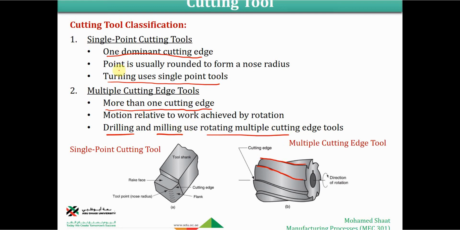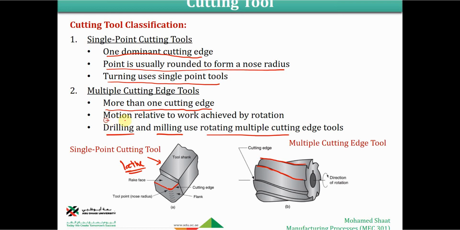In this one, the point is usually rounded, and there is a nose. This is the point and this is the cutting edge. So there should be a nose here, and this is a secondary cutting edge. But this is the essential one. This is the essential cutting edge that we have. So that's why it is a single point cutting tool. And this is the nose that we were already talking about, that we have a point. So this is the tool that is used for the lathe machine. It is named the single point cutting tool.